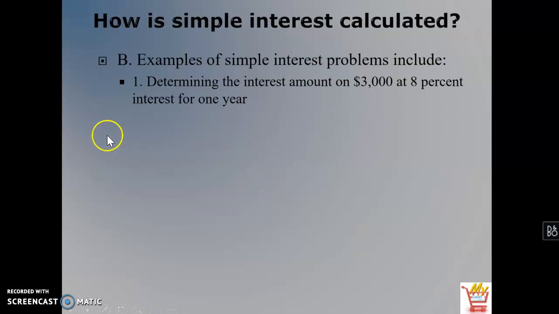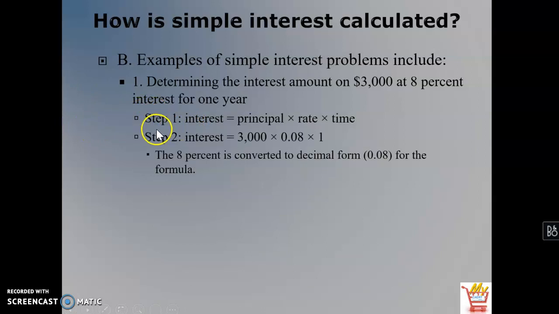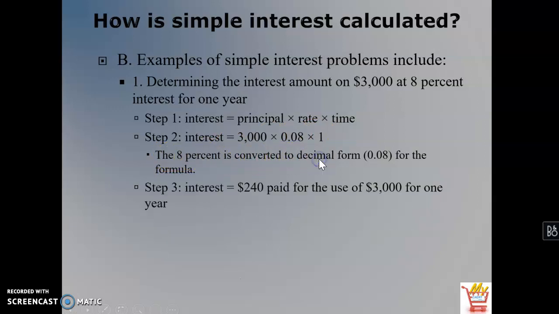So here's a quick example for you. Determining the interest amount on $3,000 at 8% interest for 1 year. Real simple equation. So the equation: interest equals principal times rate times time. So our principal is $3,000. Our rate is 8%, in decimal form 0.08, for 1 year. So just one for that. The 8% is converted to decimal form, as we said. So if you run those numbers, 3,000 times 0.08 times 1, you get $240.